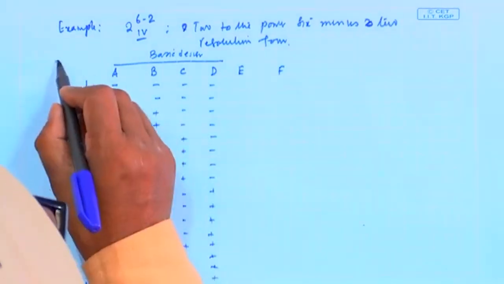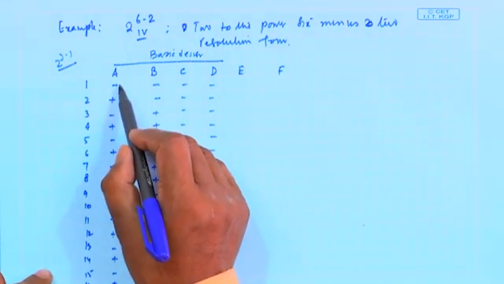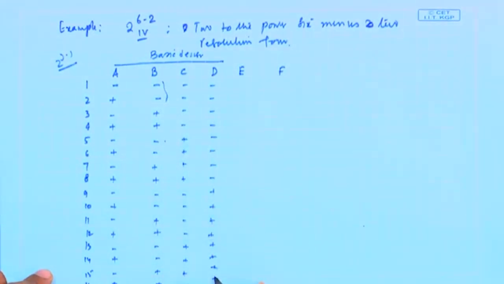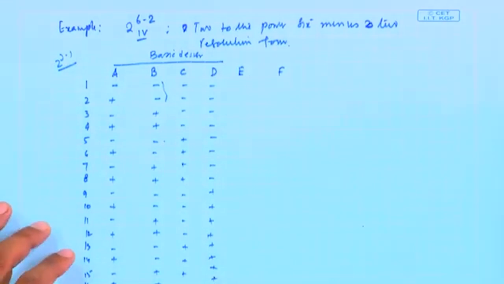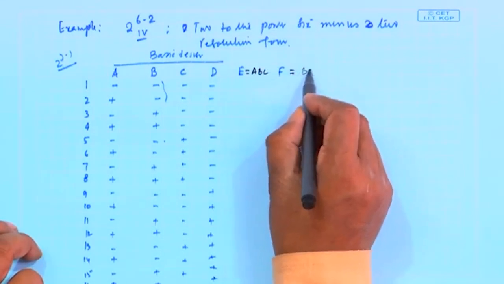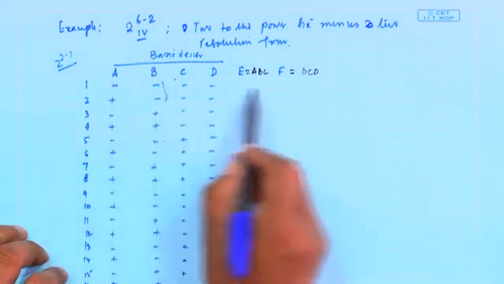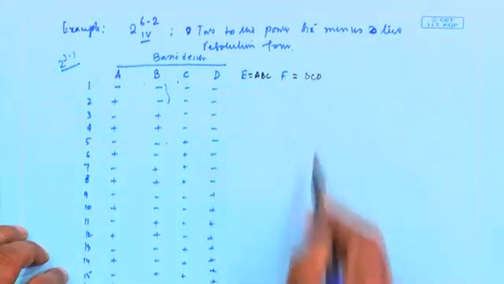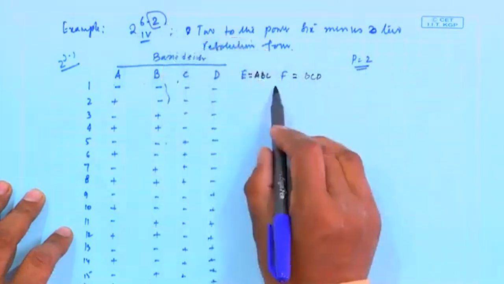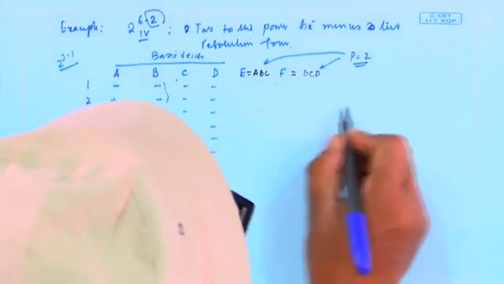Okay. So, you know that it is 2 to the power j minus 1 minus followed by plus, and that will repeat. So, it is 1 minus 1 plus, 2 minus 2 plus, 4 minus 4 plus, 8 minus 8 plus. So, that is the basic design. Now, you will create generators. You can write E equal to ABC, and F equal to, let it be, BCD. Okay. So, the signs of the columns A, B, C will be multiplied and you will fill up the column for E, and similarly for F. As p equal to 2, you have two generators, this and this. Okay.